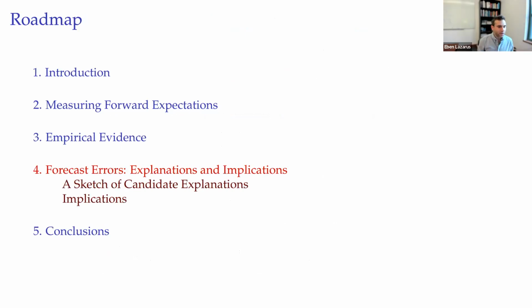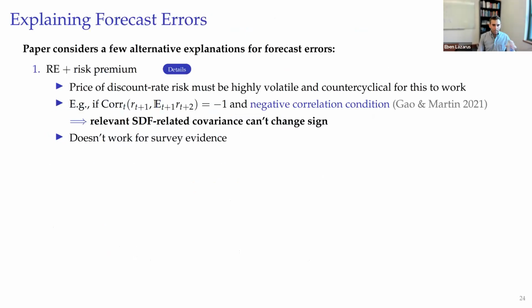All right, so in the remaining 5 or 10 minutes, I just want to sketch out a couple of candidate explanations for what's going on here and why we think this stuff is important. So first, just considering the options data, we do want to ask what rational story of risk premia would be consistent with our forecast error results?